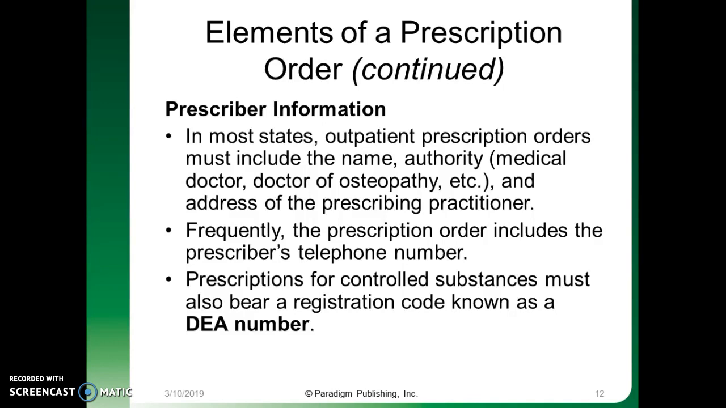Prescriber's information. In most states, outpatient prescription orders must include the name and the authority of the physician, so if it's a medical doctor or doctor of osteopathy, or if it's a nurse practitioner or things like that. It will also include the address of the prescribing practitioner. Frequently, the prescription order includes the prescriber's telephone number. Prescriptions for controlled substances must also bear a registration code known as a DEA number.